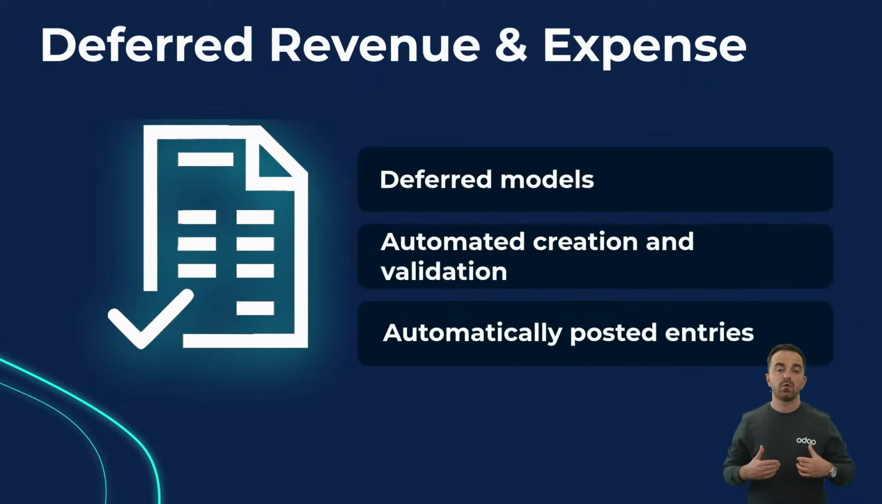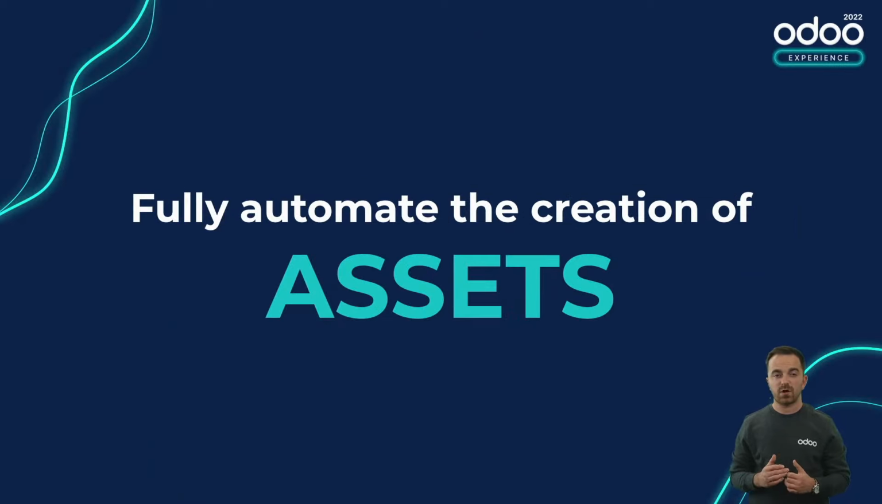In Odoo, we can create deferred models, which are basically templates for Odoo to perform calculations in the background, and we can also choose to automate the creation and validation of those calculations, while Odoo will always automatically post the related journal entries on their accounting date. And all of that can be achieved without a single click. How amazing is that? We can also fully automate the creation of assets.